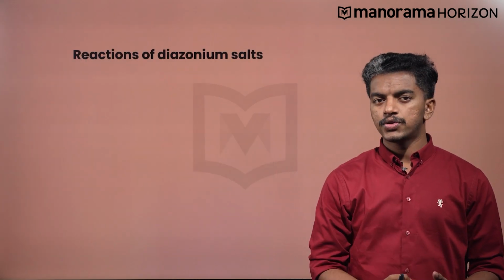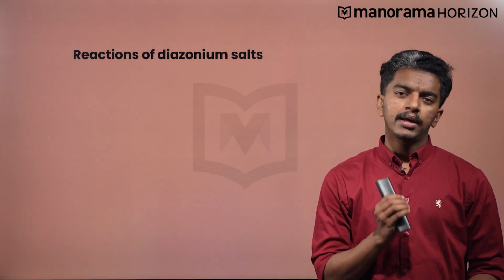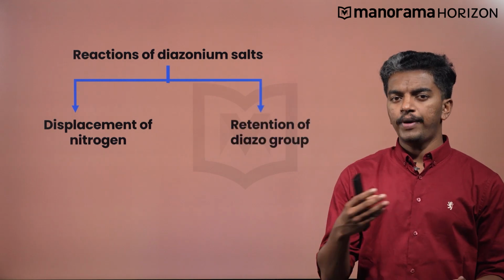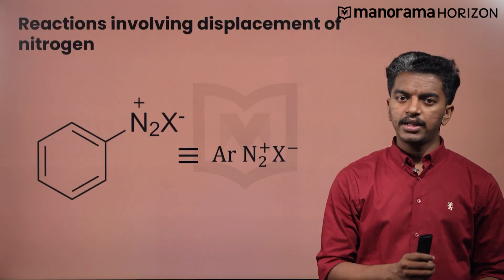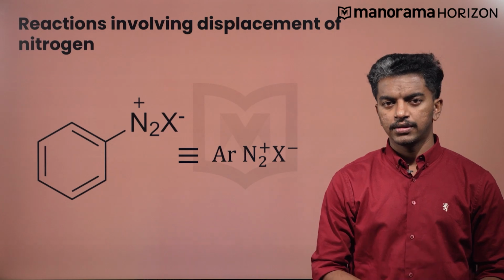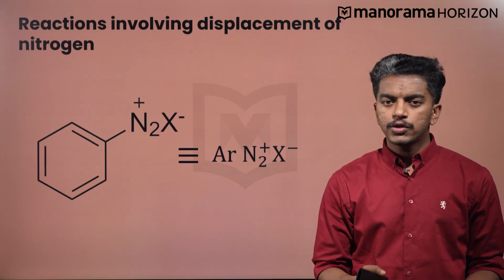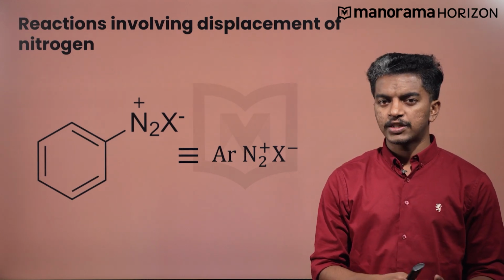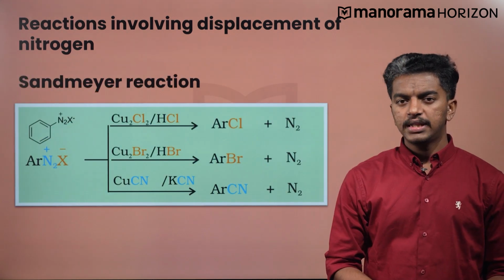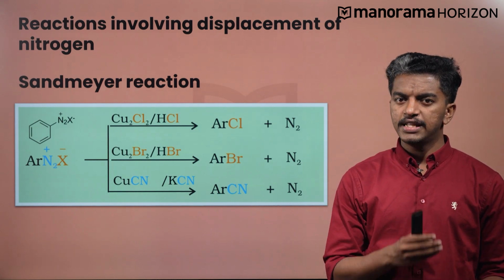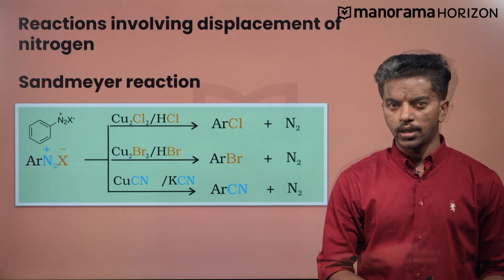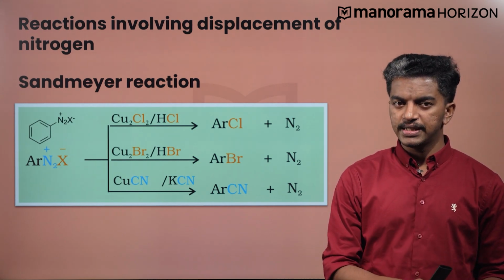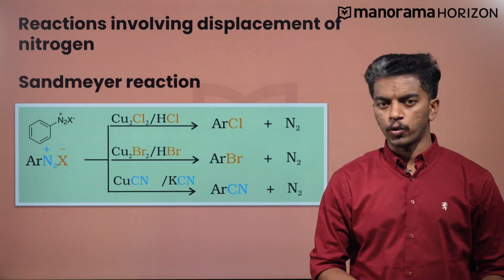The chemical reactions of diazonium salts may be looked at as reactions involving displacement of nitrogen and those with retention of diazo group. First of all, we will examine the reactions involving displacement of nitrogen. For simplicity, the diazonium salt involving benzene ring is denoted as ArN2+X- as noted here. Now, the Sandmeyer's reaction involves the displacement of the nitrogen of diazonium salt. Here, nucleophiles such as halides or cyanide ions are introduced in the benzene ring in the presence of cuprous ions.